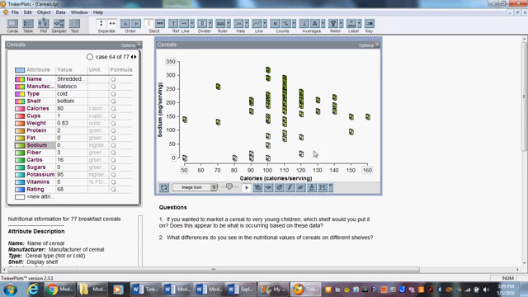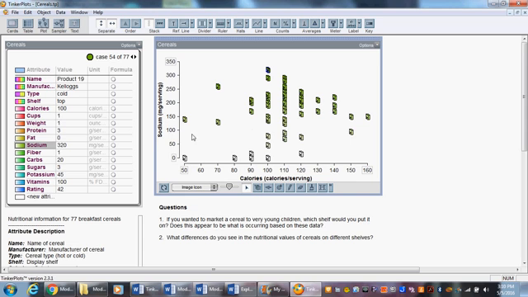We can't really say that higher calorie cereals have more sodium because it looks like it's not necessarily the case. Here we have this really high calorie cereal that has about the middle of sodium per serving, whereas some of our middle calories have high sodium values. So we can't really say that there's necessarily this relationship between calories per serving and sodium.